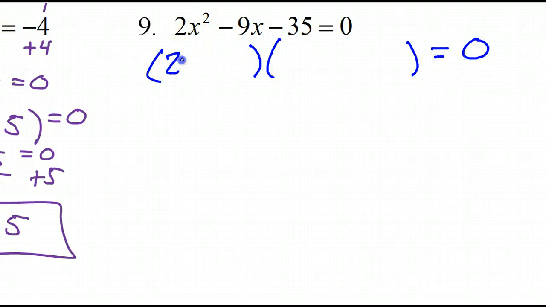So your 2x squared would only be 2x and x.